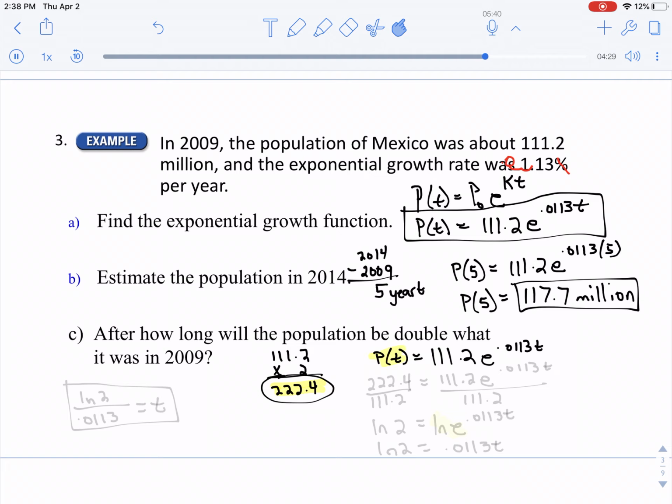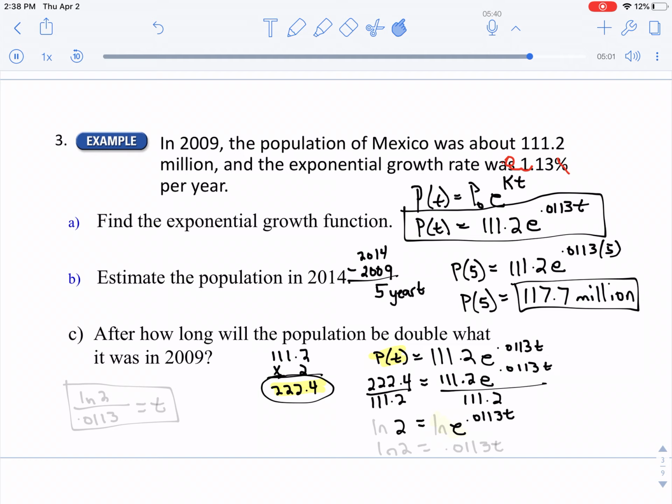So we're going to take the P of t out, and we're going to put in its place 222.4 equals 111.2 e to the 0.0113 t power. Now we're going to divide both sides by 111.2, and notice on the left we get 2. So if we want the population to double, we just get a 2 there, and we're left with e to the 0.0113 t power.